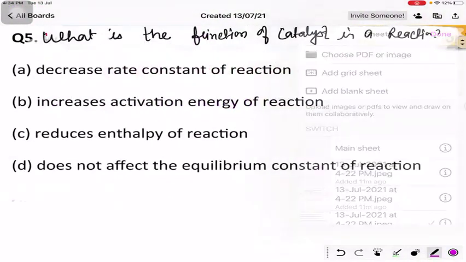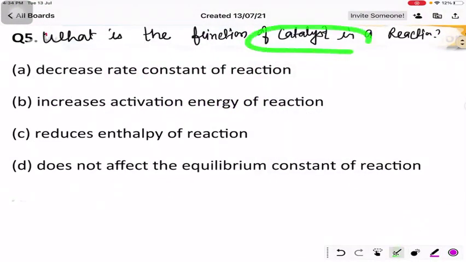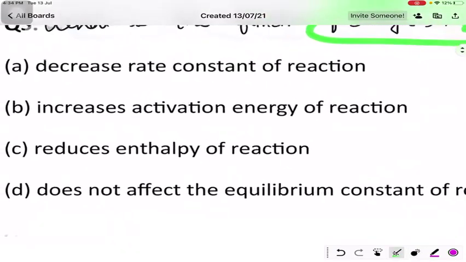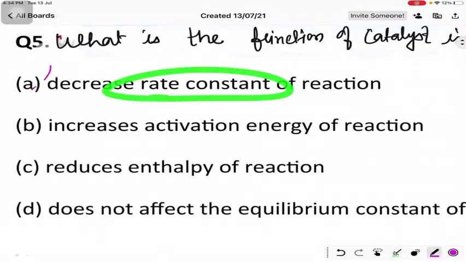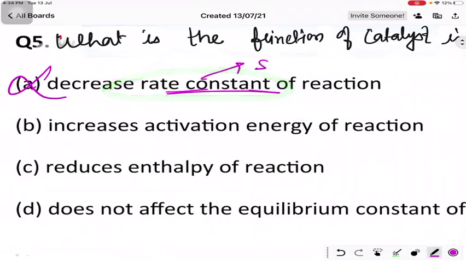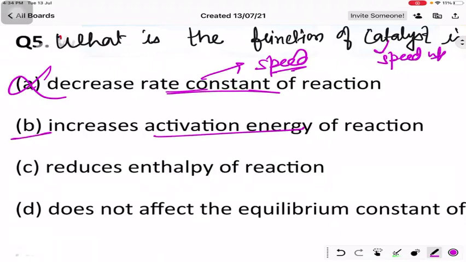Next question, what will be the function of catalyst in a chemical reaction? So what is the function of catalyst? It decreases rate constant. It is incorrect. Rate constant is direct measure of speed of reaction. Catalyst speeds up the reactions. So this is incorrect. B, it increases activation energy. No, it never increases. Rather it decreases activation energy. So this is also wrong.